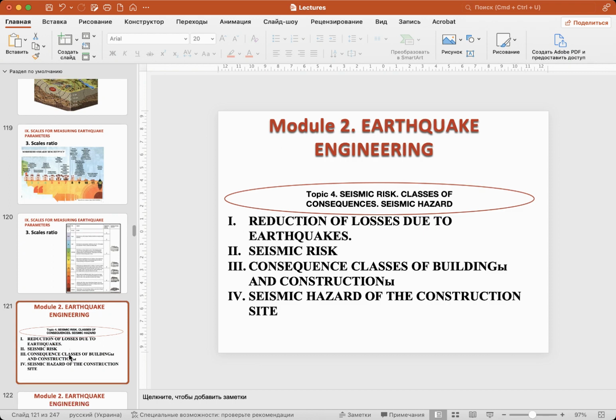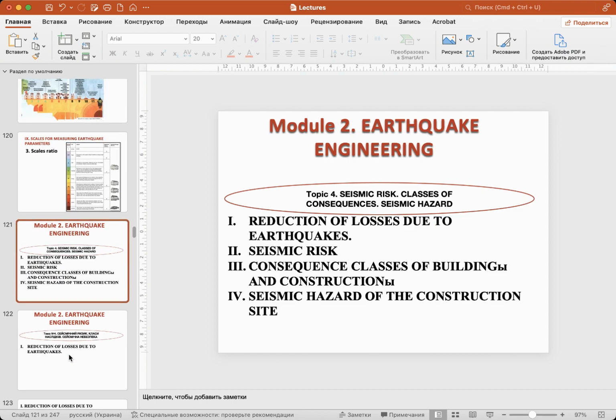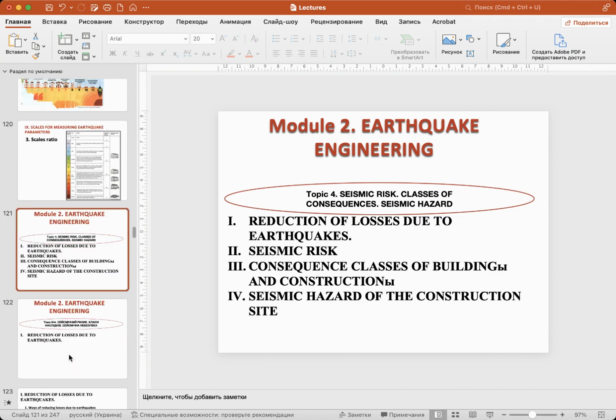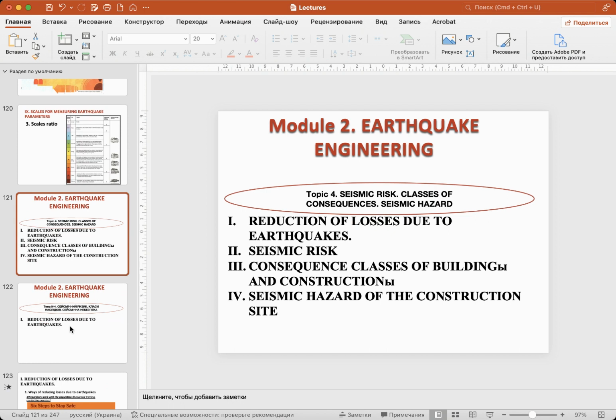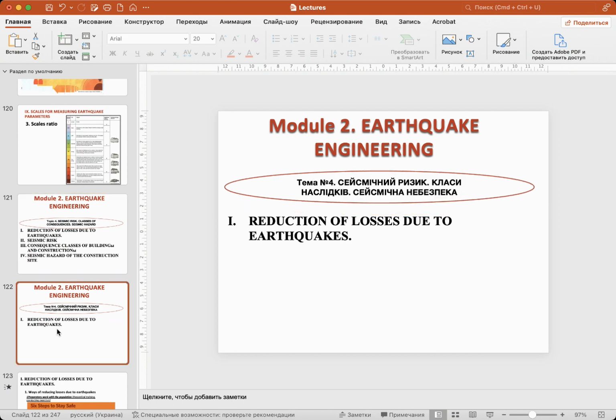So the next important question that we have to understand lies in this: the main goal of people is to survive during the earthquake. So we have to find ways to reduce the losses due to earthquakes, ways to save people's lives, and also to reduce impacts on the economy of the states.